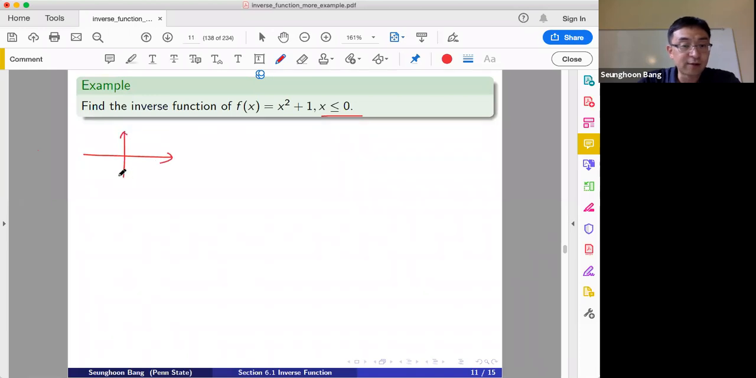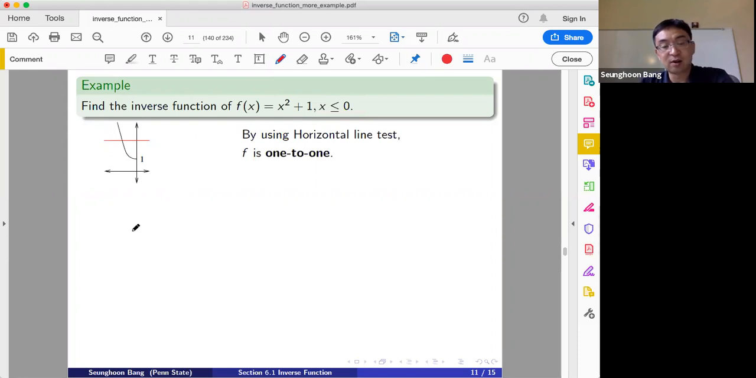You can draw the graph. The graph is exactly a parabola passing through 1. This is the y-intercept. But the domain is x greater than or equal to 0. Exactly like this, only this portion. You can draw a horizontal line. We have only one intersection point. Yes, this is one-to-one. Inverse function exists here like this. By using the horizontal line test, f is one-to-one.